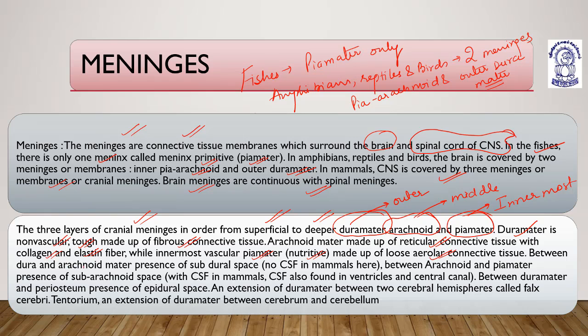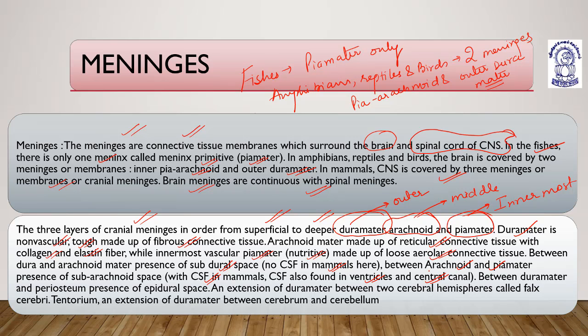Between dura and arachnoid mater is the subdural space. No cerebrospinal fluid in mammals is present here. In mammals, the cerebrospinal fluid is not present in the subdural space, which is between dura mater and arachnoid. Between arachnoid and pia mater is the subarachnoid space, which includes cerebrospinal fluid in mammals. CSF is also found in ventricles and the central canal of the spinal cord.